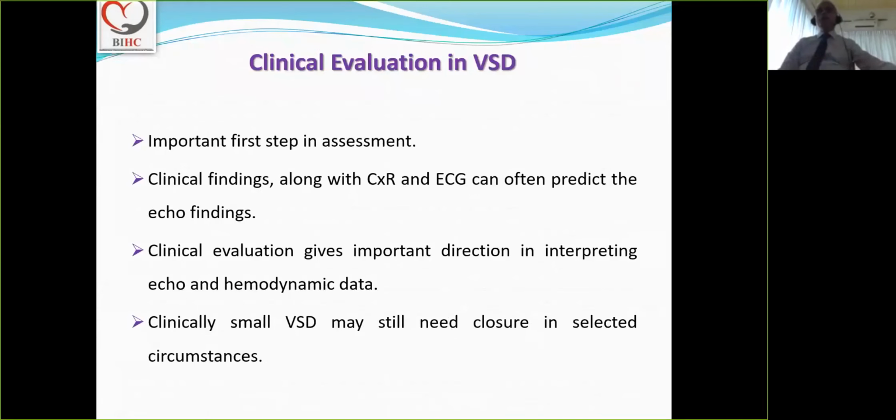Now, how do you clinically evaluate a VSD? Obviously, this is your important first step in the assessment of a patient. The clinical findings, along with the chest X-ray and ECG, can often predict the echo findings. I'll come to this a little later in some detail, to highlight the fact that clinical evaluation would give you important direction in interpreting echo and hemodynamic data. And you must also know that saying that a VSD is small doesn't necessarily mean that it does not require closure. There are selected circumstances where you may recommend closure for a small VSD also.